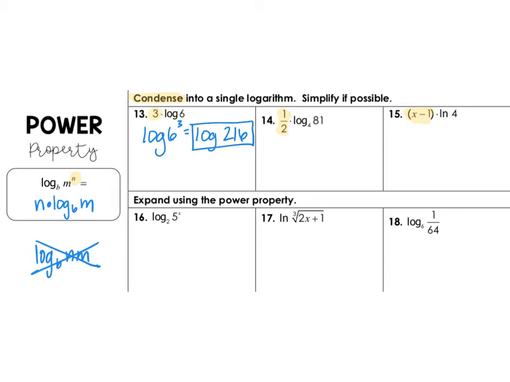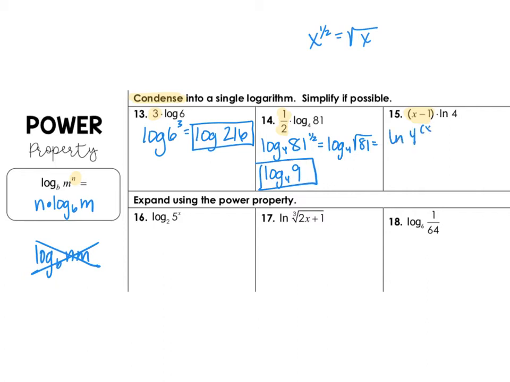Number 14 has a 1/2 out front, so we can write that as log base 4 81 to the 1/2. And anything to the 1/2 power is the same thing as a square root. So this is the same thing as log base 4 square root of 81, and the square root of 81 is 9. And then number 15, we can take this whole grouping and make it into an exponent. So we can have natural log of 4 to the x minus 1. And we're just going to leave it like that.